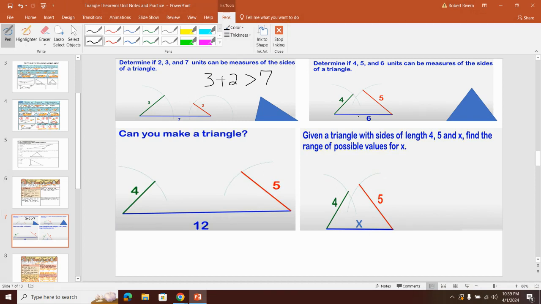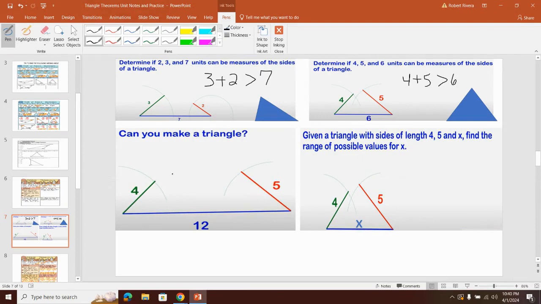And they all work like this guy. 4 plus 5. The smallest ones are always 4 plus 5. And that better be greater than the third one, which is 6. 4 plus 5 is 9, and 9 is greater than 6. That means that if I would rotate, they will connect here and form a triangle.